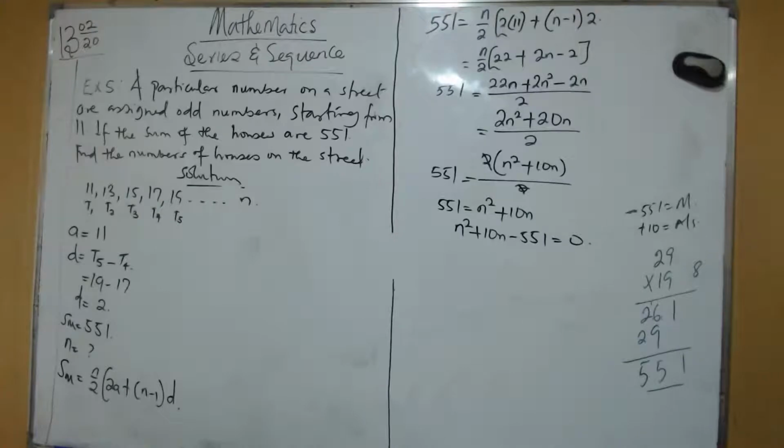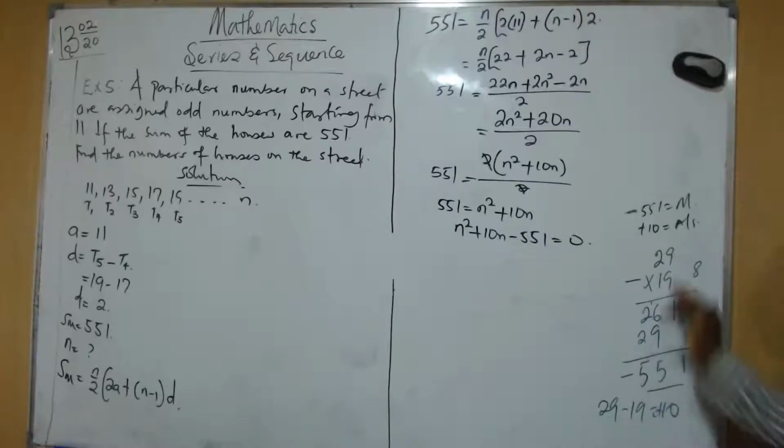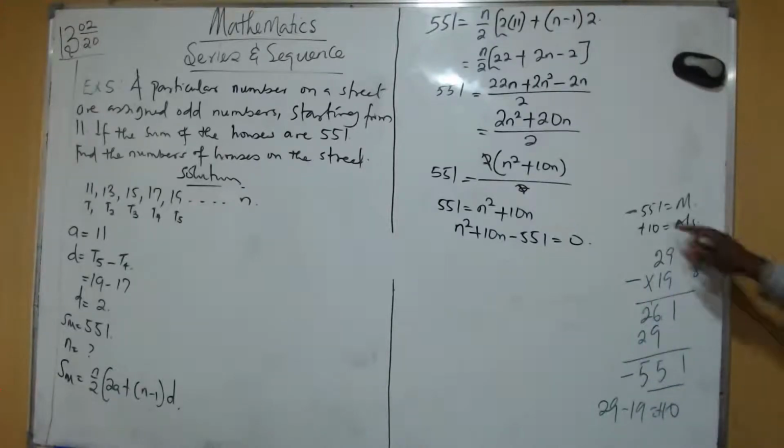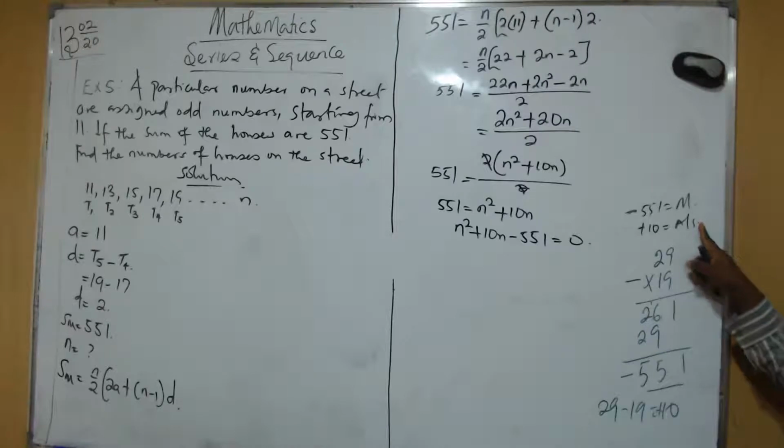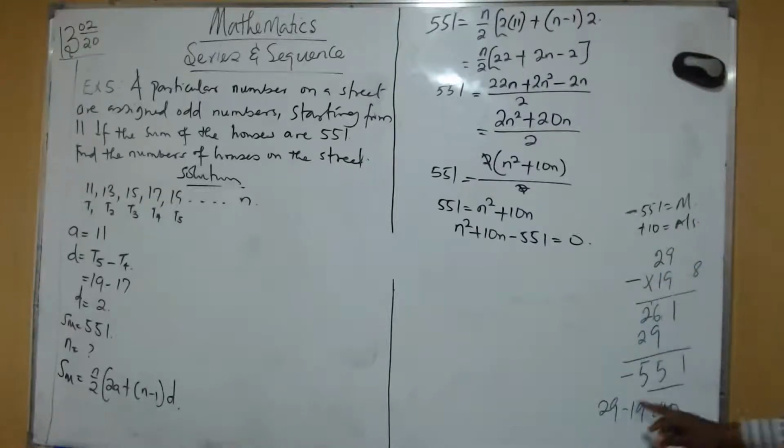How do we go about that? If I have minus 19 times this, I'm going to have minus this. So 29 minus 19, I have plus 10, which is the same thing as this. We said two numbers you multiply to get minus 551, that same two numbers, either you add or you subtract to get plus 10. If I say minus 19 times 29, I'm going to have minus 551, which is correct.